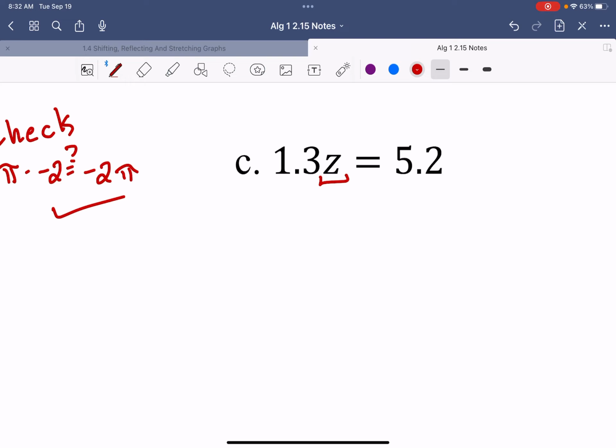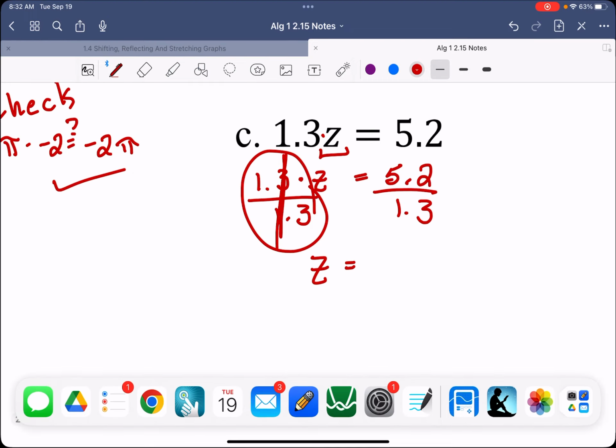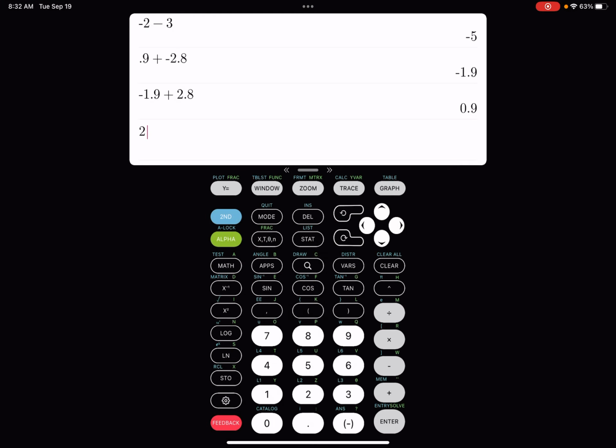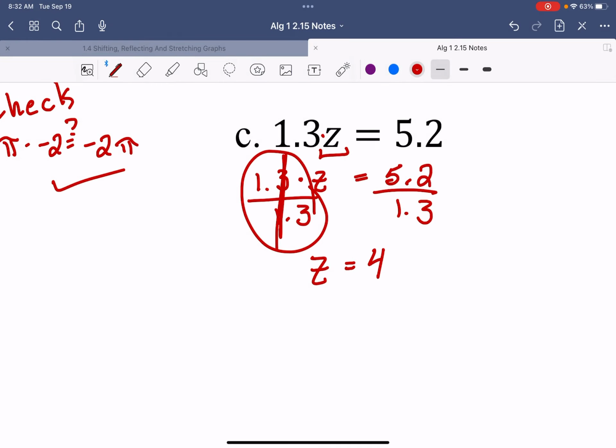It's got a 1.3 in front of it, so that tells me it's a multiply. So I have 1.3 times z. Okay. The inverse operation of multiply is divide. So we're going to take both sides and divide by 1.3. 1.3 divided by 1.3 is 1. So I'm left with 1z. Now I just need to take 5.2 and divide it by 1.3. 4. Well, that's nice. It goes in evenly.